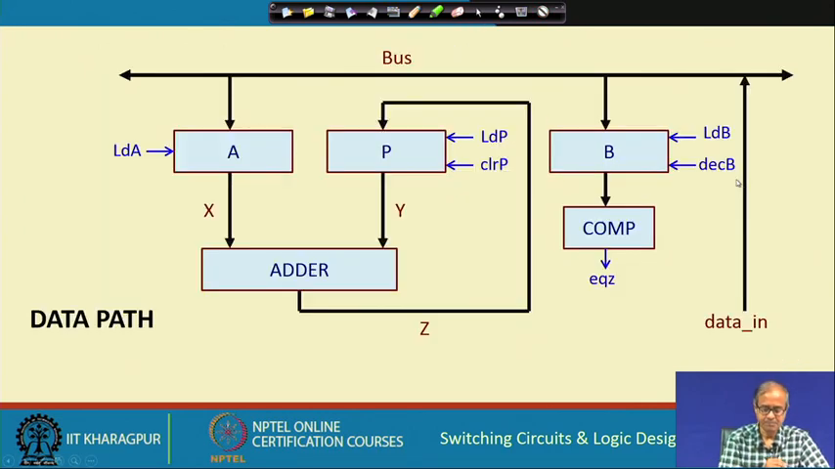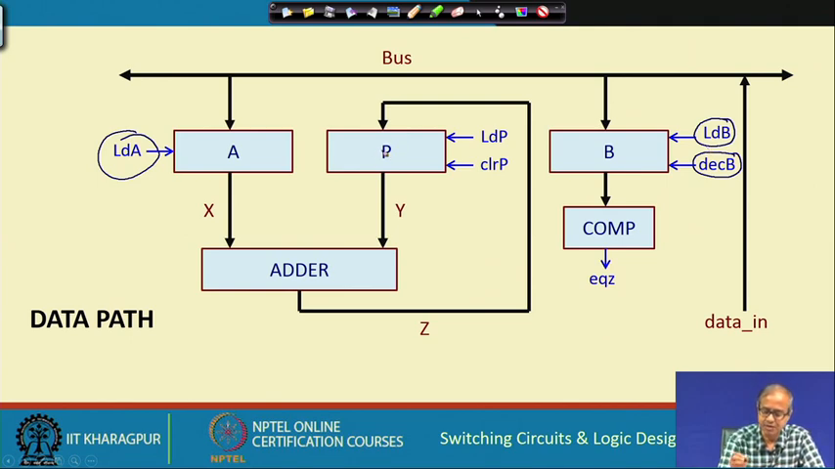Let us see how the data path will look like. Just see, you have a register A here, a register B here. Just look at it in a little more detail. This register A has one control input called load A, which means this is a parallel in parallel out register. So, from outside data in, you can load a new data into A. Similarly, you can load a data into B, for that also a load signal is there, load B. And you may also require to decrement B by 1. For that, there is another control signal, decrement B.